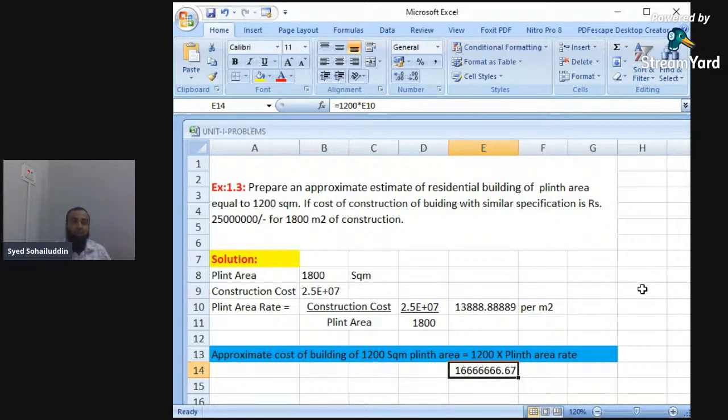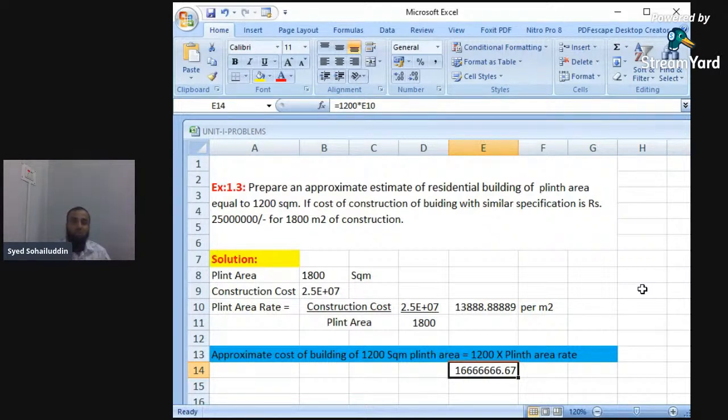Prepare an approximate estimate of a residential building of plinth area equal to the same 1200 square meters, if the cost of construction of a building with similar specifications, as we have studied in the introduction, where there is a separate unit of specifications. As the specifications are the same, we are finding out the cost of a similar building. Specification is nothing but specific description.